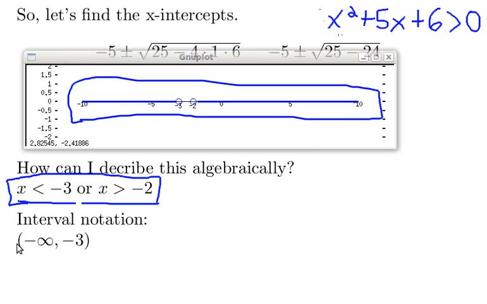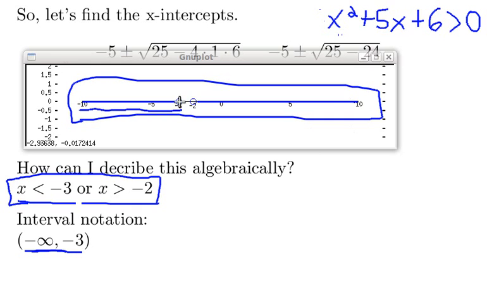So this interval notation, when we have this parentheses here, this means it's strictly less than. This is an interval. This describes this part of the line. That's exactly what it's doing. It's just describing you're coming from negative infinity and you're going up to negative 3. Now we use a parentheses here for the negative 3 because we are not including 3.